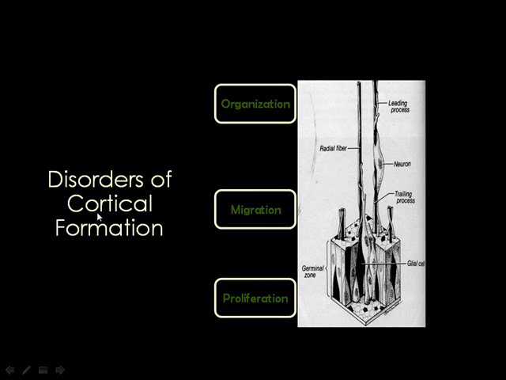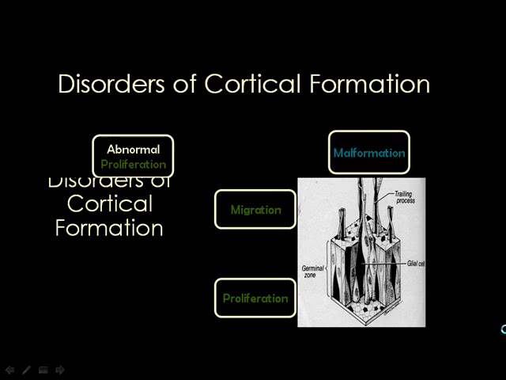These are the disorders of cortical formation. Number 1, disorders in proliferation, here in this stage. Number 2, disorders in migration, during the movement of the cells along the radial fibers to reach the cortex. Number 3, the cells have already reached their final destination, but there are disorders in the organization of these cells to form the cerebral cortex. So we have disorders of proliferation, disorders in migration, and disorders in organization.